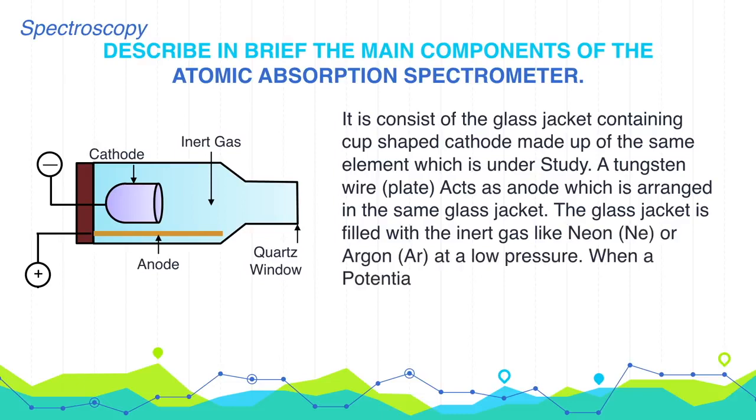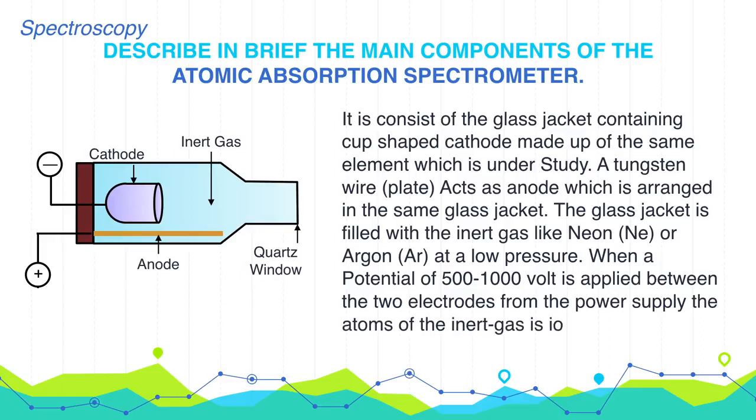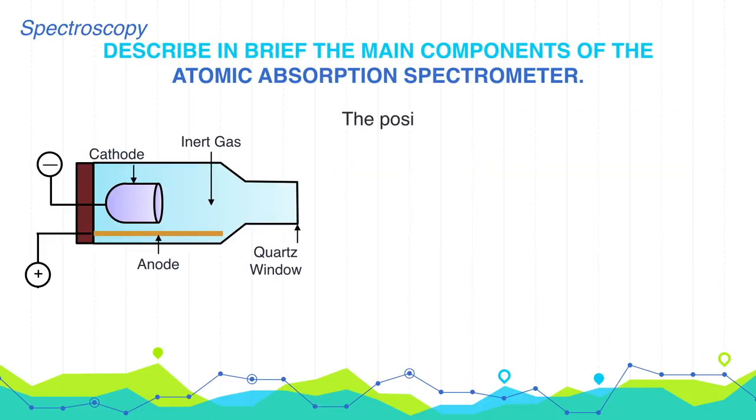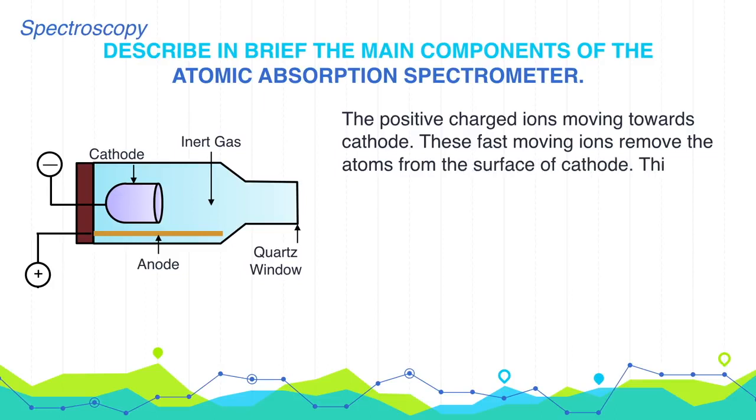When a potential of 500 to 1000 volt is applied between the two electrodes from the power supply, the atoms of the inert gas are ionized. The positively charged ions start moving towards the cathode. These fast moving ions remove atoms from the surface of the cathode. This process is called sputtering.